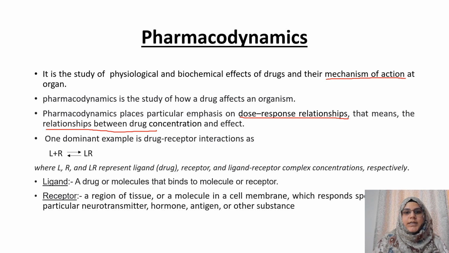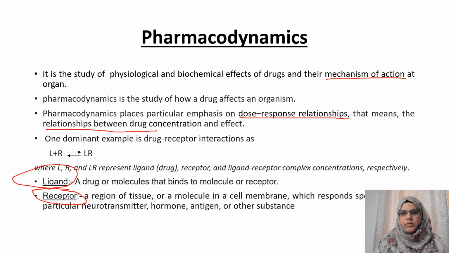One dominant example is drug receptor interaction as L plus R, reverse action LR. Here the L is ligand and R is a receptor. Ligand is the drug which you are taking and how it is going to bind with the receptor, for example, with the tissue, with the molecule, or with the cell. Until and unless the drug binds with the receptor, it does not show its effect. So ligand means drug, how it is going to bind with the receptor. Okay, I think this will help you to make the note as well, pharmacodynamics.